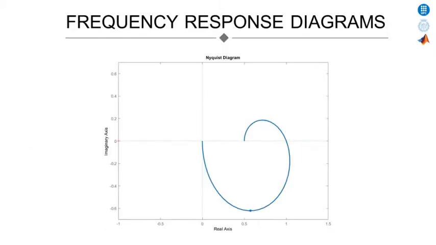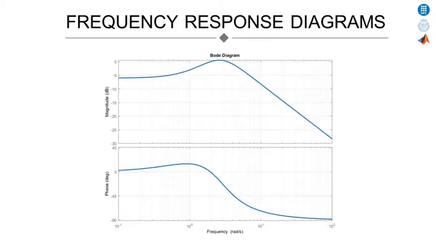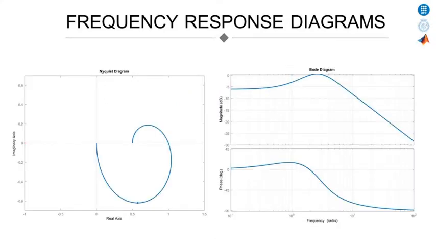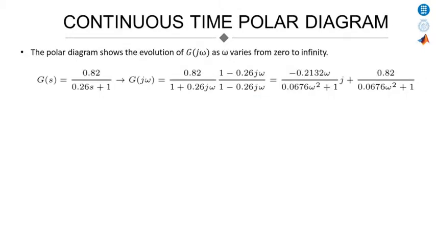There are different diagrams to represent the frequency response. Most popular ones are Nyquist, Bode and Nichols diagrams. In this practice, the first two diagrams will be analyzed. In the following, the continuous time Nyquist and Bode diagrams will be explained.